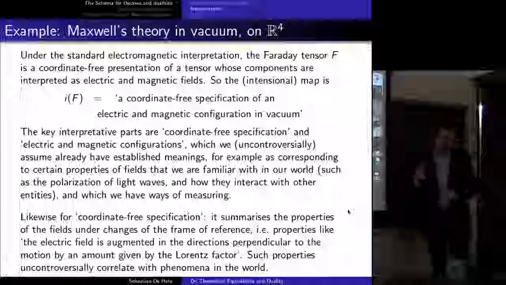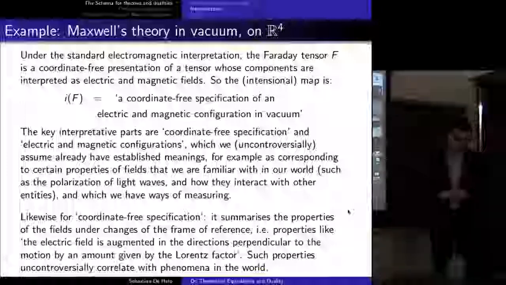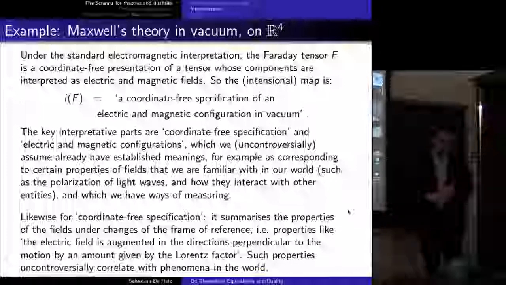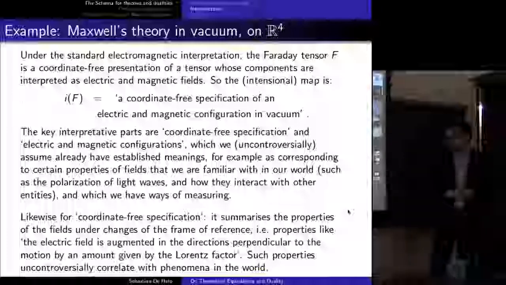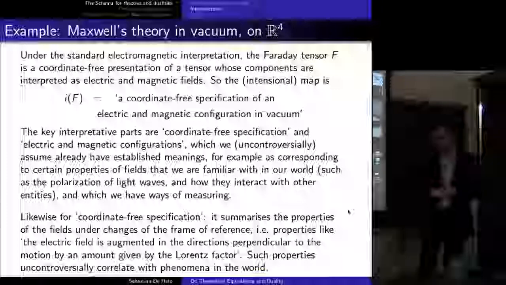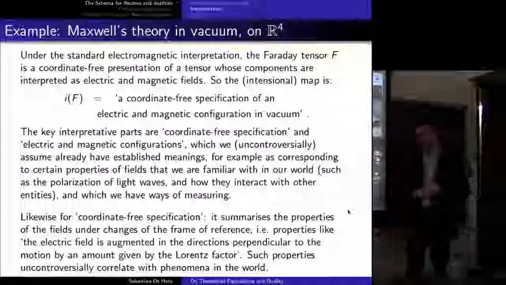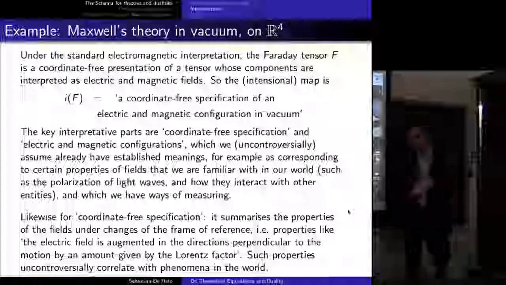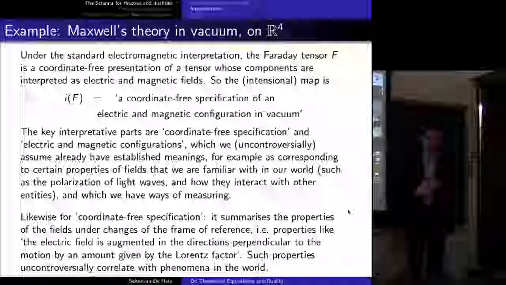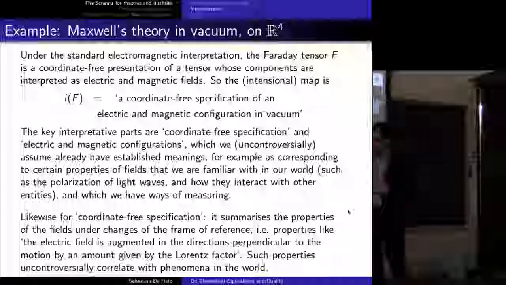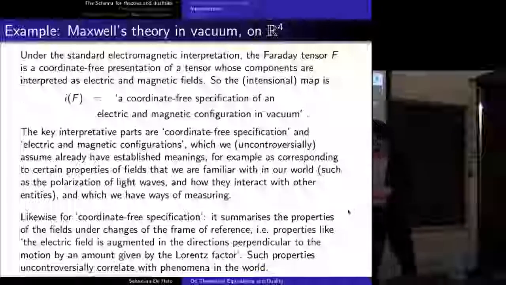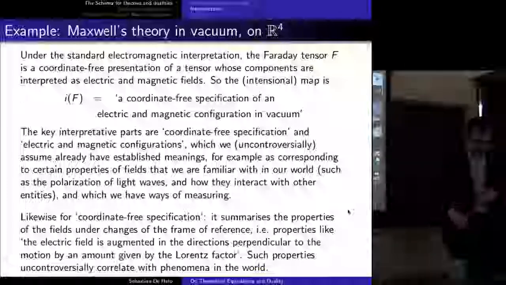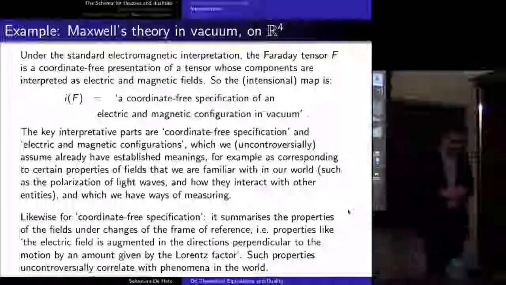For example, as corresponding to certain properties of fields that we are familiar with in our world, such as the polarization of light waves, how they interact with other entities so that we can measure them, and so on. Likewise for coordinate-free specification. It summarizes the properties of the fields under changes of frame of reference. So properties like the electric field is augmented in the directions perpendicular to the motion by an amount given by the Lorentz factor. So the Lorentz transformations, which we take to have a straightforward interpretation in the world, are summarized in this coordinate-free specification in this way. So these properties uncontroversially correlate with phenomena in the world.